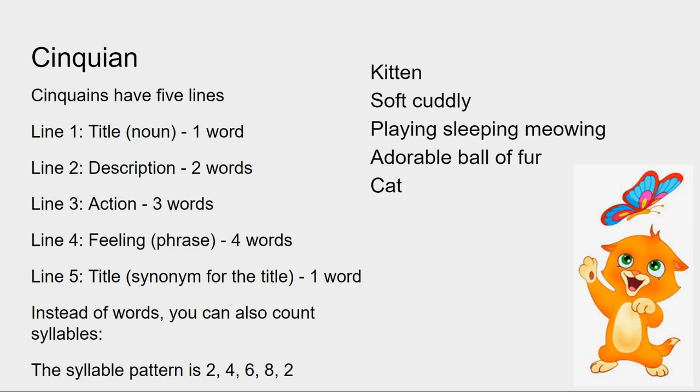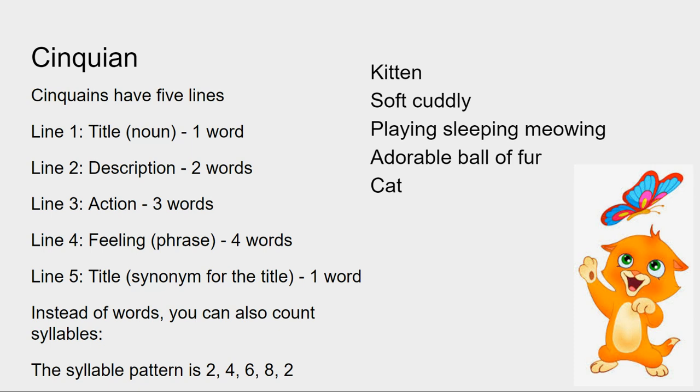We have cinquain poems. These are poems that have a few more rules. They're always going to be 5 lines. And we start out with one word, then 2 words, 3 words, 4 words, and finish with one again. And if you don't want to go by word count, you can also do syllables or the beats. And you can count it out, syllable patterns of 2, 4, 6, 8, and then 2 again. And you'll notice mine really follows more with the number of words.